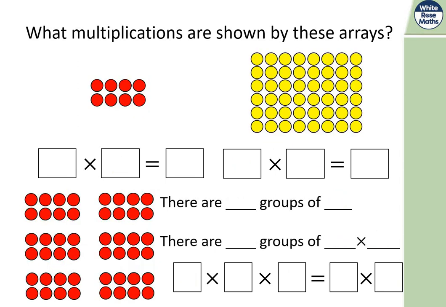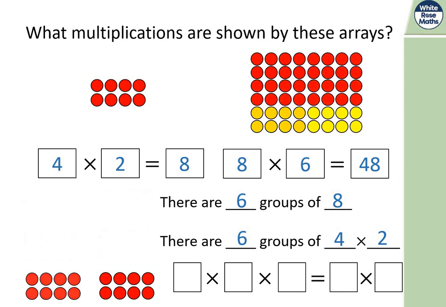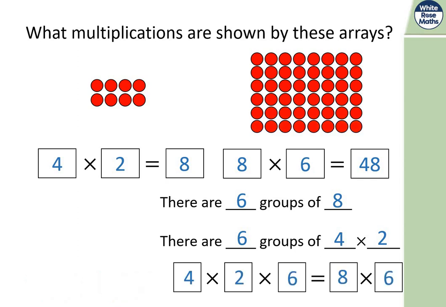Let's have another look. What multiplications are shown by these arrays? Jot it down and have a think. In the red counters, you can see 4 times 2 is 8. The yellow counters, 8 times 6 makes 48. So from the yellow counters, there are 6 groups of 8. You can also say that there are 6 groups of 4 times 2. Look closely. 1, 2, 3, 4, 5 and 6, which can be written as 4 times 2 times 6 is the same as 8 times 6.